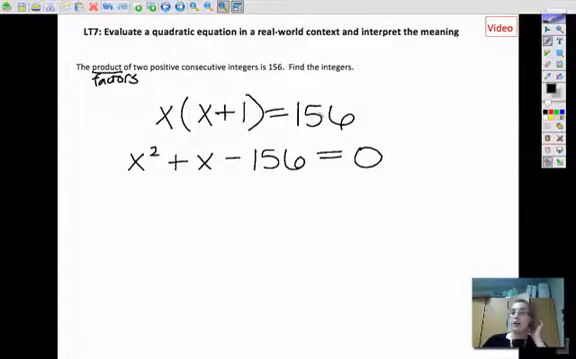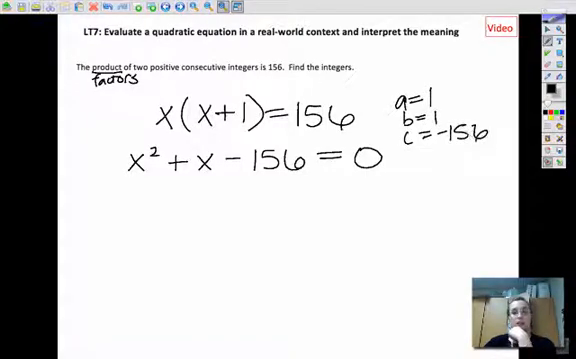Remember that when I'm doing solving, unless I can somehow take the square root, which in this case I can't, I have to get it equal to 0 to be able to either factor or use the quadratic formula. In this one, I can factor it pretty easily by just looking at it. If that's something that doesn't come as easy to you, then you might think about using the quadratic formula with a equals 1, b equals 1, and c equals negative 156.